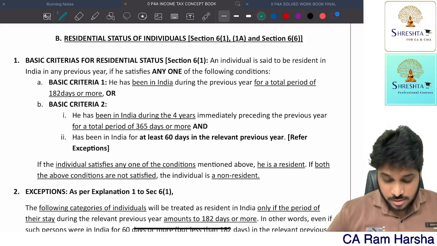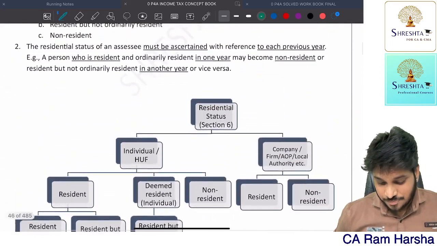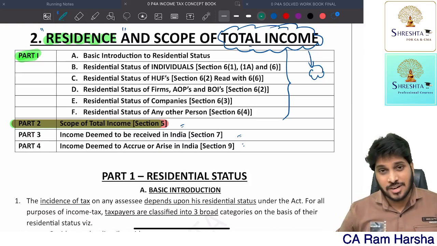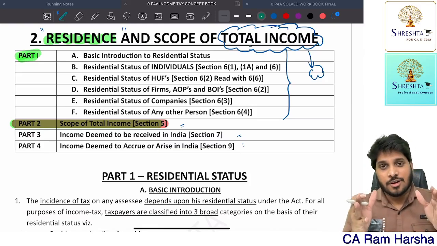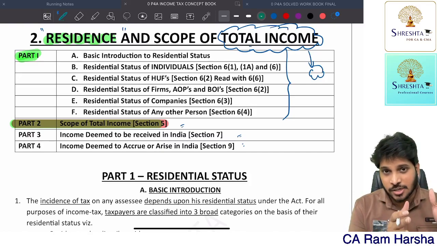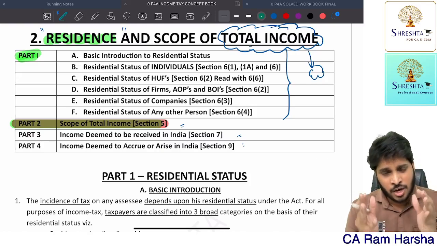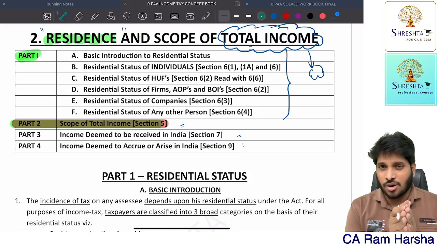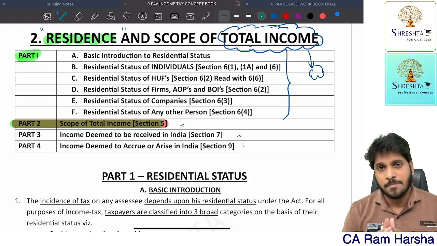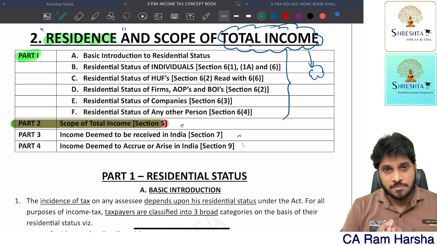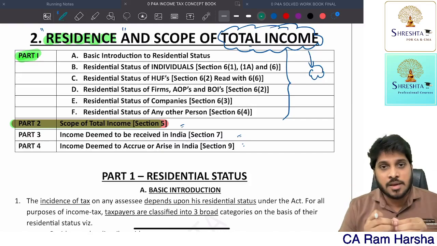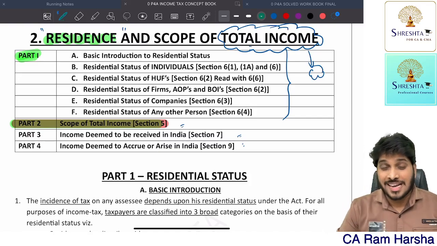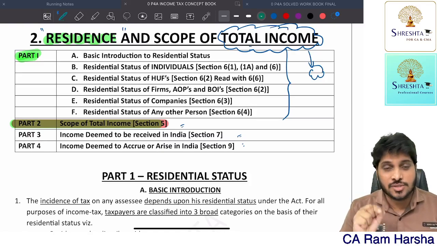So let's continue the determination of residential status. Like in the previous session, we have completed the scope of total income, and what we understood is if a person is a resident or resident and ordinarily resident, global income is taxable whether the source is in India or outside India, receipt in India or outside India, doesn't matter. Global income is taxable. Whereas for a non-resident, in order to tax him, either source must be in India in respect of that income, or receipt must be in India to tax a particular income.